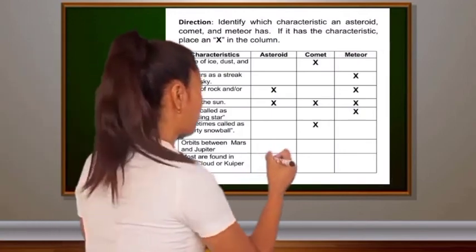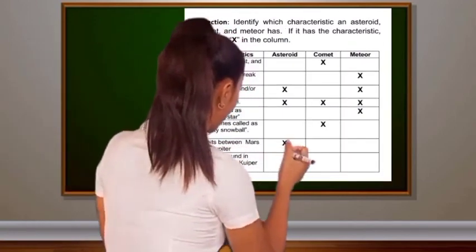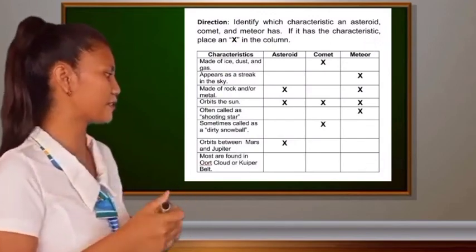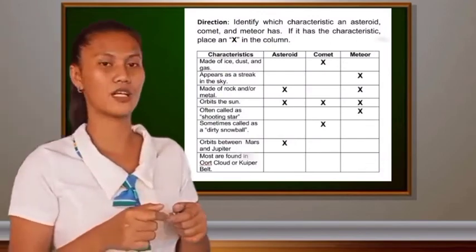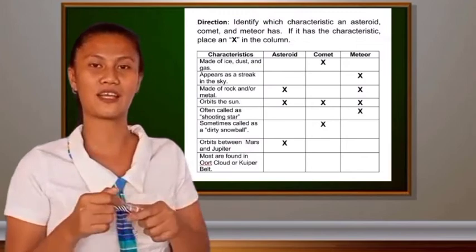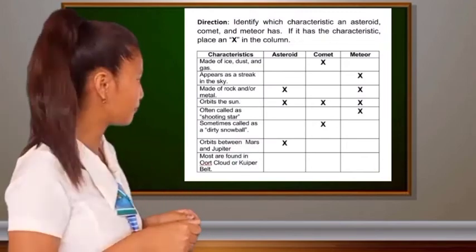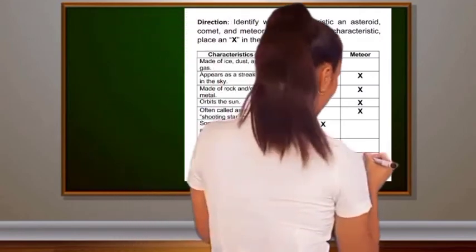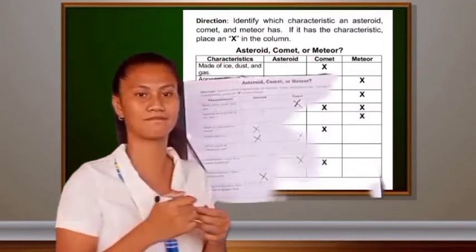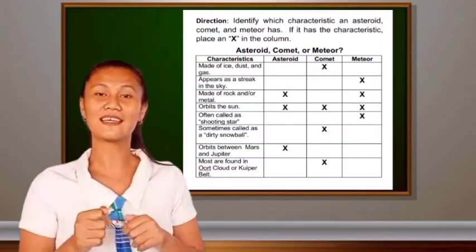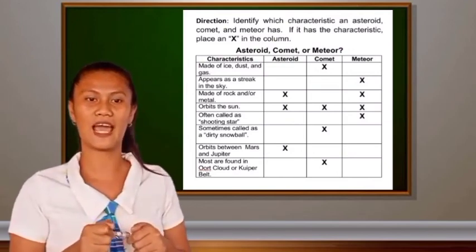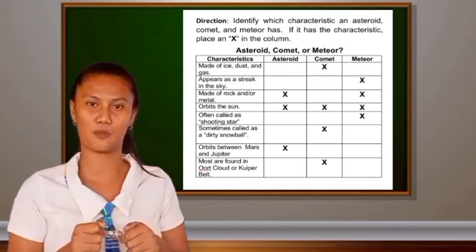Very good, group 4. So for the last one, most are found in the Earth's atmosphere, the Oort cloud, or the Kuiper belt. Is this an asteroid, comet, or meteor? What could be your answer, Group 3? A meteor. Thank you, Group 3. Very good. I can see that all of you got the perfect score. So I guess you really listened well during the discussion a while ago.